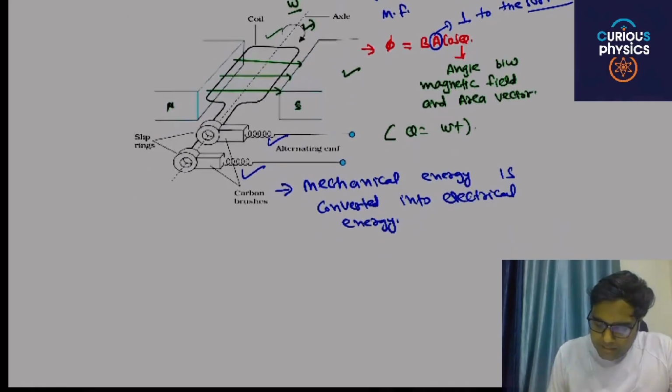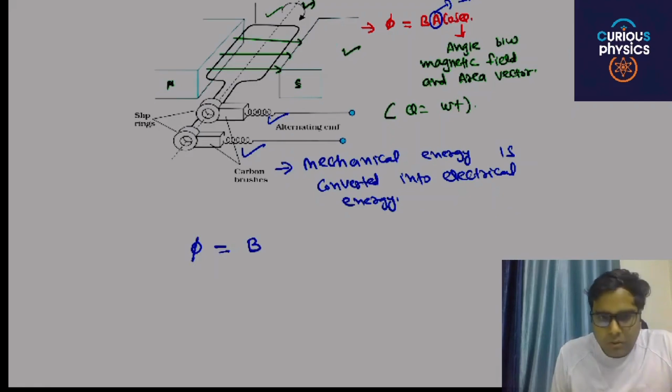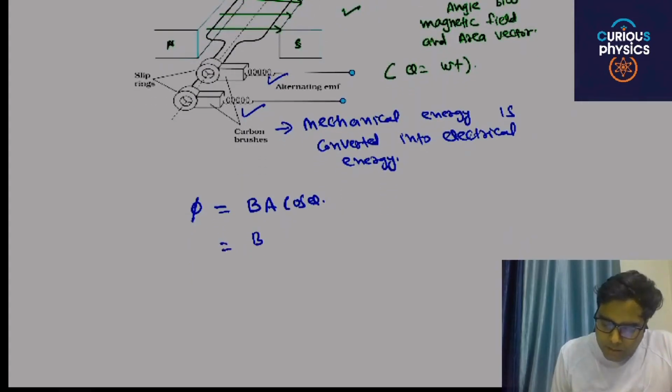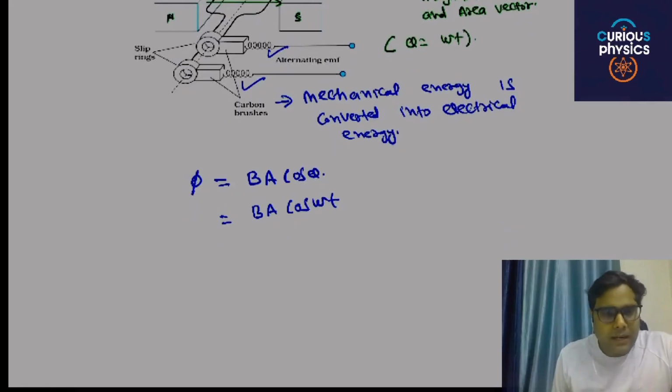Okay, let's say phi, where B is the constant magnetic field, A is area, and cos theta, this is the magnetic flux. You can also write BA cos omega t, because you can write theta in the form of angular speed and time. Then this is the magnetic flux.